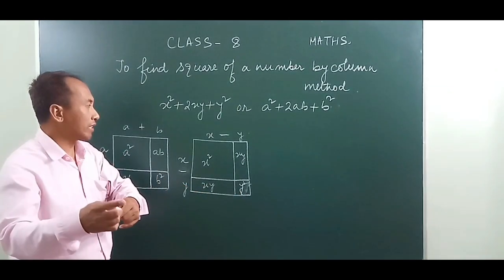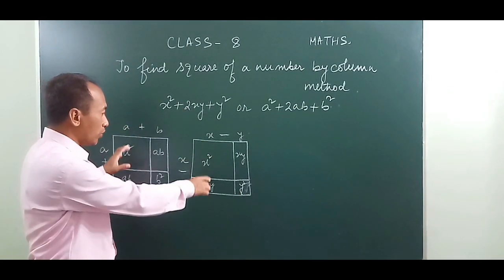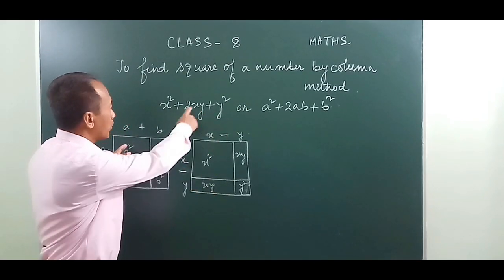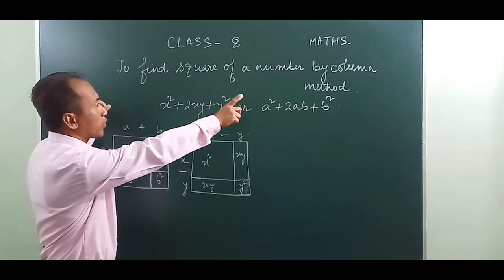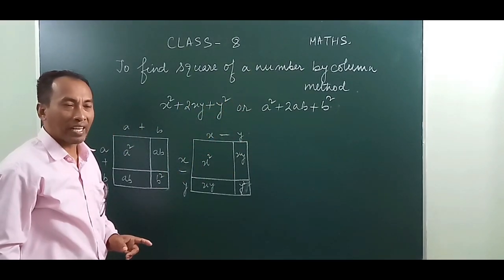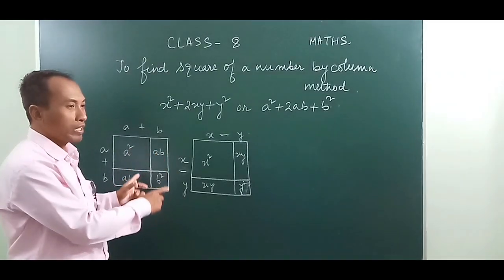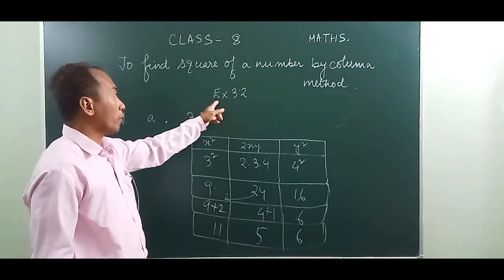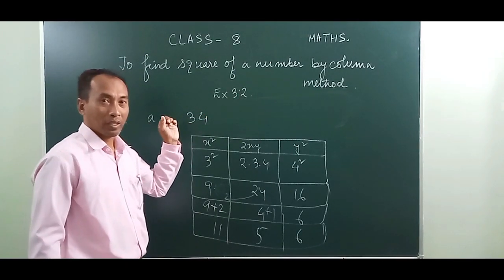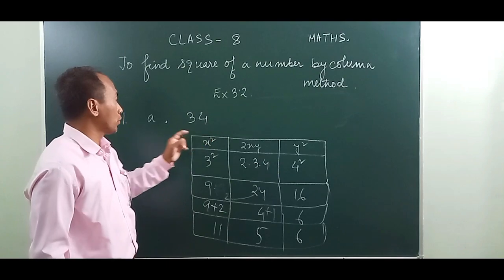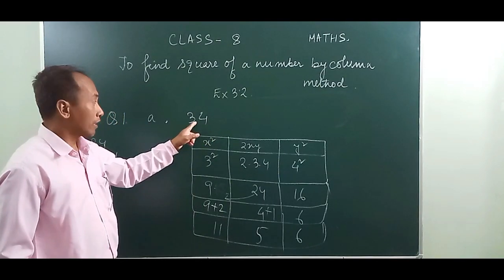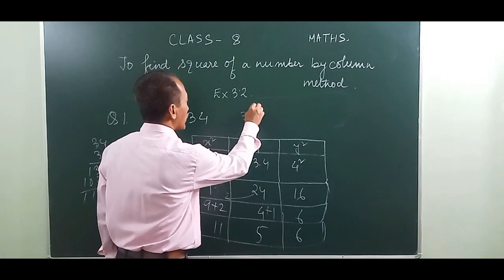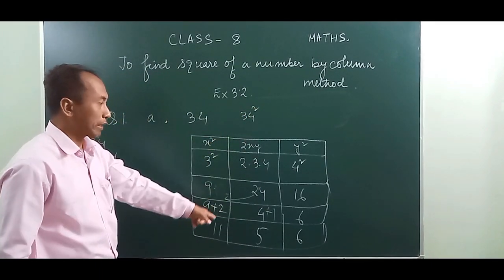And in the next part, we are going to show you how deduction comes. Let us see how the deduction comes by using this formula, how we can get the square of a number by the column method. You can open the exercise and I will show you, and you can do it at home. Students, please open your exercise 3.2. In exercise 3.2, question number 1a, 34 square. We are going to find out 34 square by the column method.